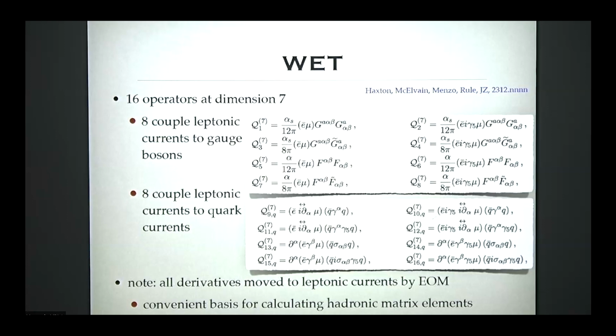So if this was, let's say, just a muon, this would be like a muon polarizability operator. And it's just different CP properties. So either you change the CP on the lepton or the gauge currents. And then there are 8 operators that come with derivatives. And with equations of motion, you can move these derivatives to all sit on the leptonic currents.